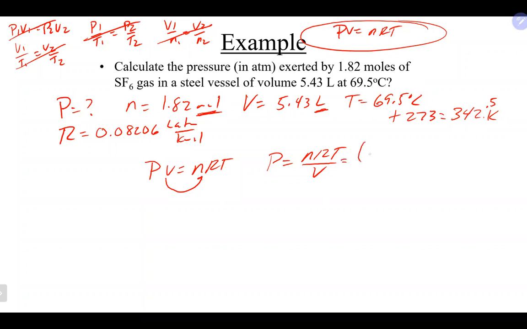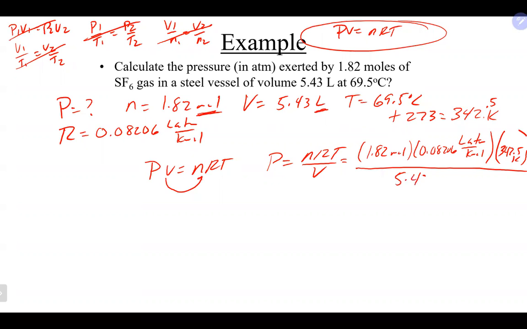So put our numbers in: 1.82 moles. Our gas constant, 0.08206 liters atmosphere per Kelvin mole. Squeezing in my temperature here of 342.5 Kelvin, divided by our volume, which was 5.43 liters.